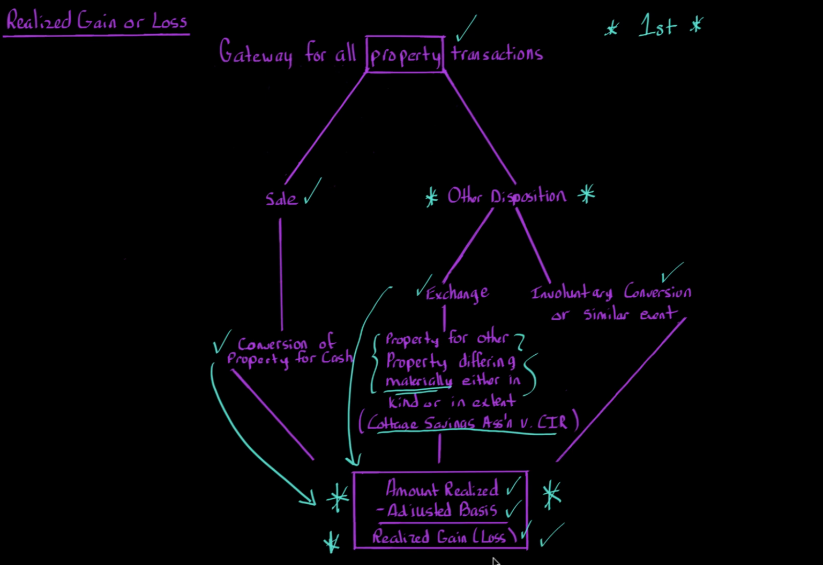For example, when we talk about non-recognition rules later on, there's always a lurking gain or loss involved because it's simply a deferral mechanism, and you should know the lurking gain or loss. You can calculate that by looking at the realized gain or loss under this calculation. So in the next several videos, I'm going to talk about defining amount realized as well as adjusted basis.